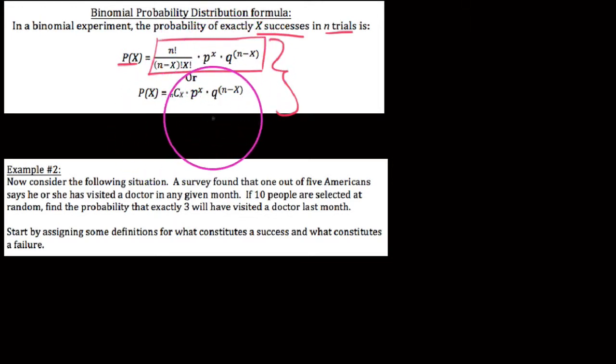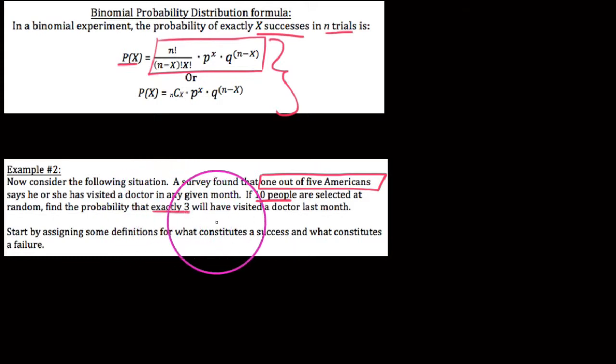So let's go ahead and put this to use in this example here, example number 2. It says, consider this situation. A survey found that 1 out of 5 Americans says he or she has visited a doctor in any given month. It says if 10 people are selected at random, find the probability that exactly 3 will have visited a doctor in the last month.